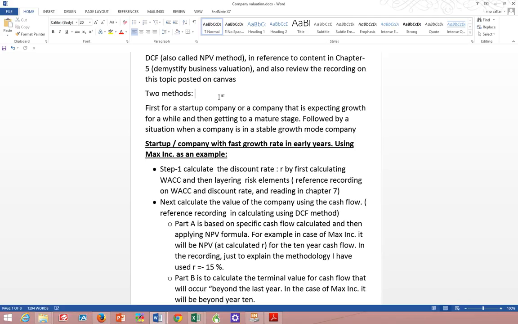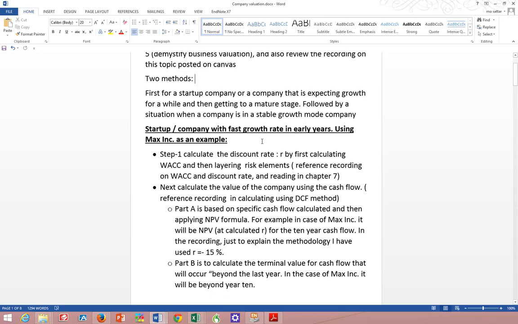All businesses do not grow at a very, very high pace. Even companies like Intel and Cisco and even Apple and Google grew at a pretty fast rate in the first 10, 15 years, but then eventually, obviously, they get big enough and the growth rate slows down. So first I want to talk about how we would use the discounted cash flow for a company that is in a growth phase, or a startup company like Max Inc.